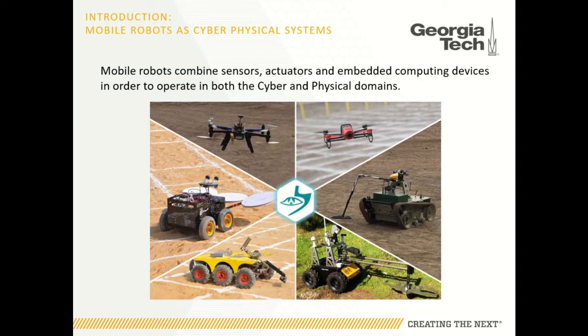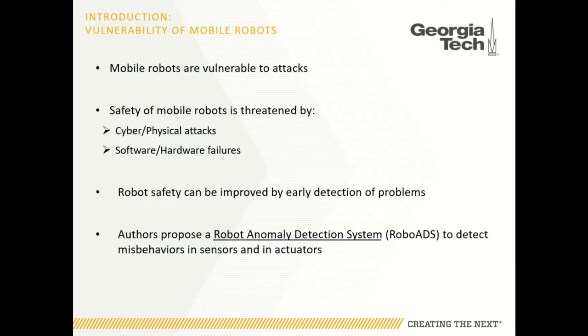Mobile robots are a great example of cyber physical systems because they combine sensors, actuators, and embedded computing devices in order to operate in both the cyber and physical domains. Like any cyber physical system, mobile robots are vulnerable to attacks.